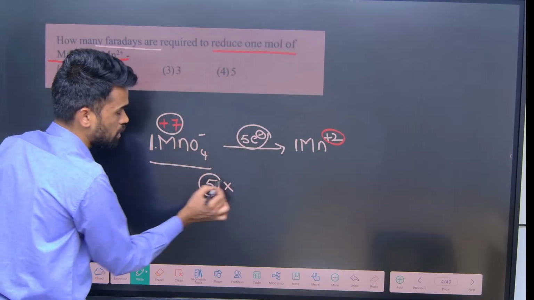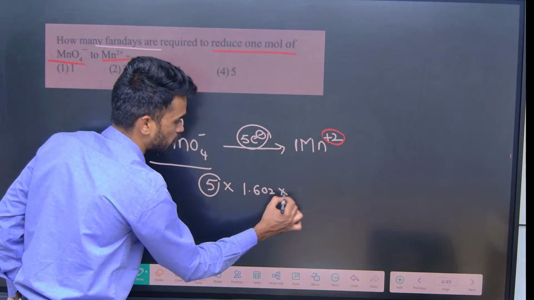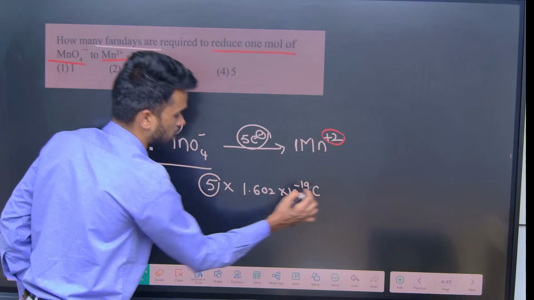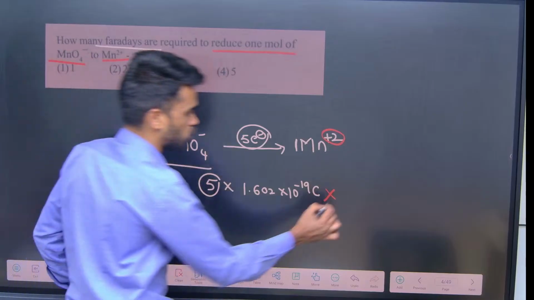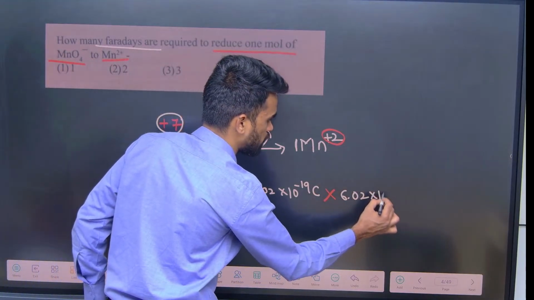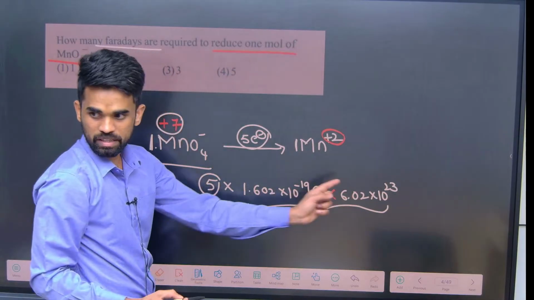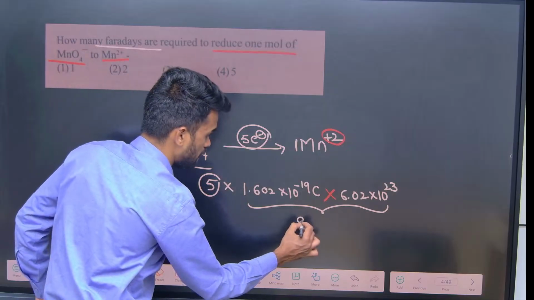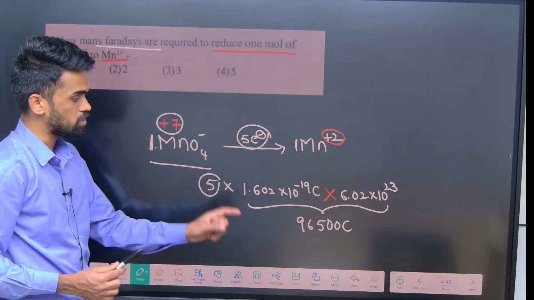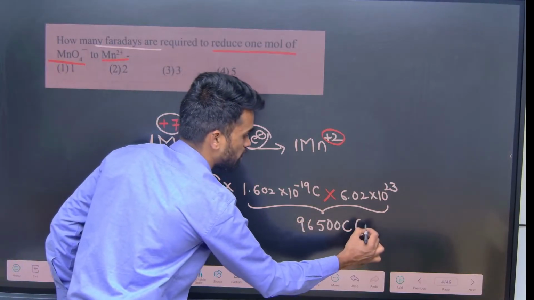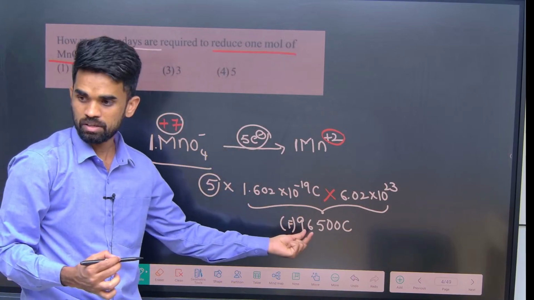So what is the charge of 1 electron? 1.602 into 10 power minus 19 coulombs. The charge of 1 mole of electrons, 1 mole means the Avogadro number, 6.02 into 10 power 23. Upon solving this, we get a number, that is 96500 coulombs. This number is called Faraday. So the charge of 1 mole of electrons is called 1 Faraday.